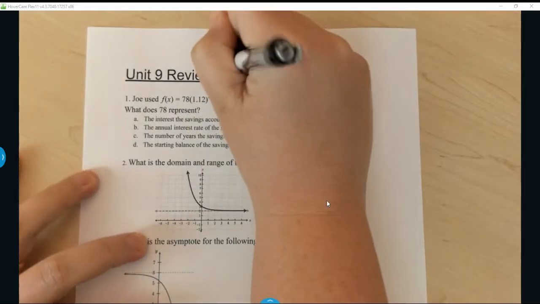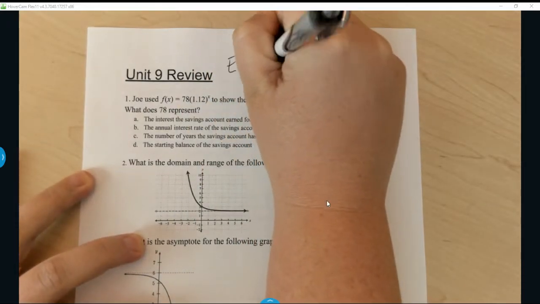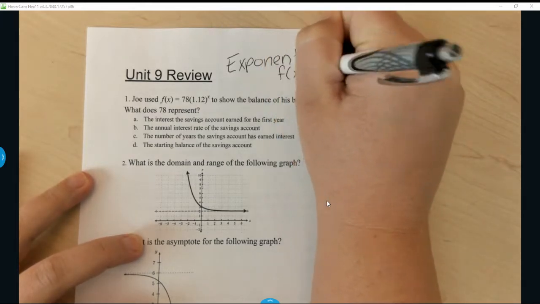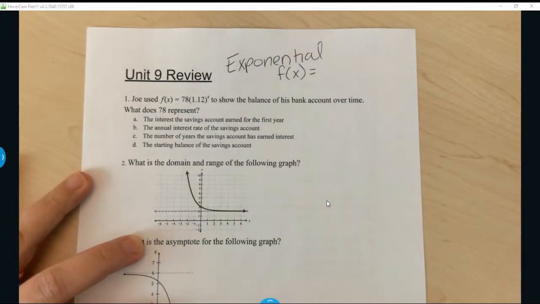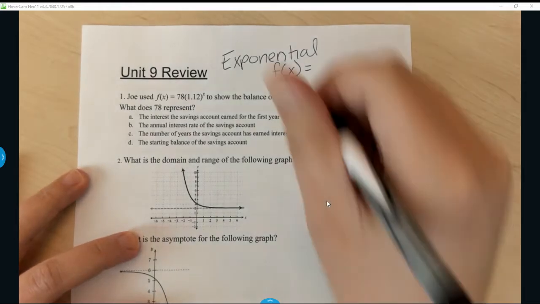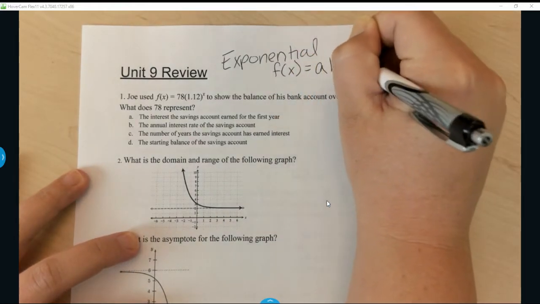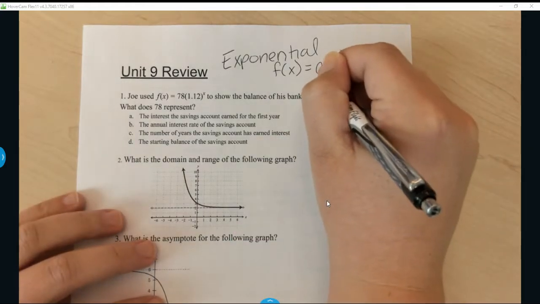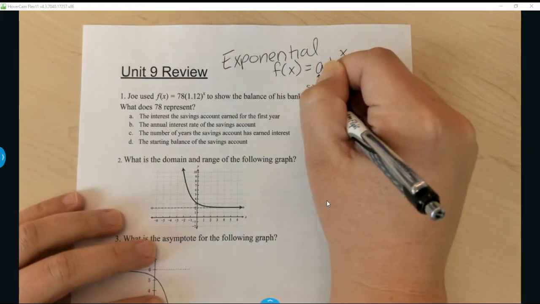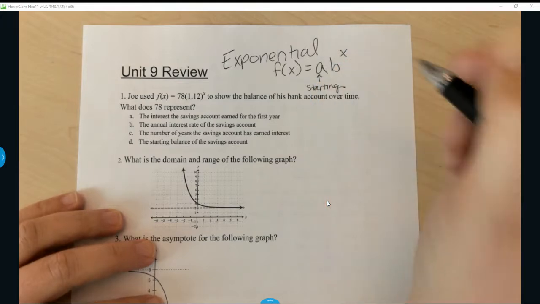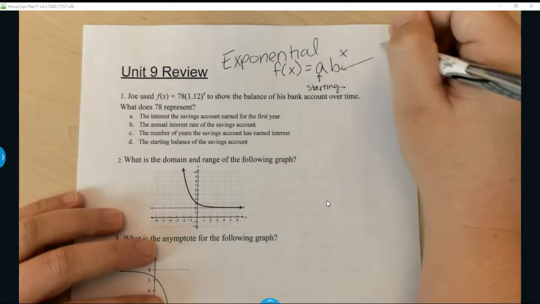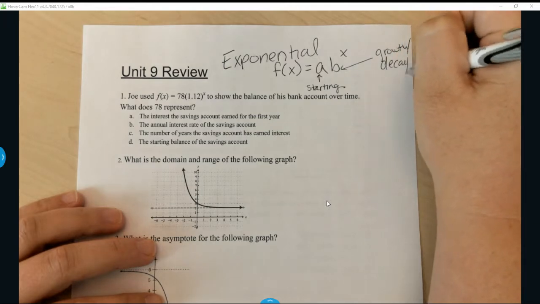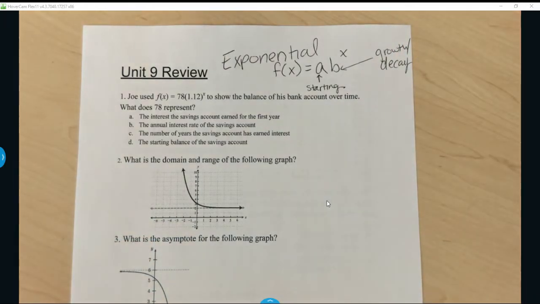We went over exponential functions for Unit 9, and we know that exponential functions are represented with the equation f of x equals, or y equals, either way, a times b to the x power. We know that a is going to be our initial or starting value, and we know that b is going to be either our growth or decay, depending on what's going on with the graph.